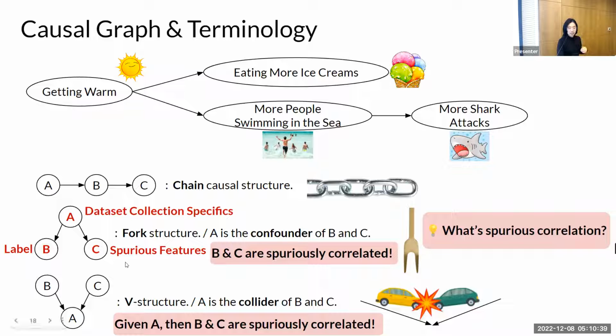For example, in the fork structure, when A is the confounder of B and C, here we could give an example such as a certain way to collect a data set causes the label distribution and also the distribution of a lot of spurious features. Then we would say that B and C are spuriously correlated. One example case would be the word "not" largely correlating with the label negative in a lot of data sets. The other case would be in the V structure, we will see another type of spurious correlation. Given A, B and C become spuriously correlated.